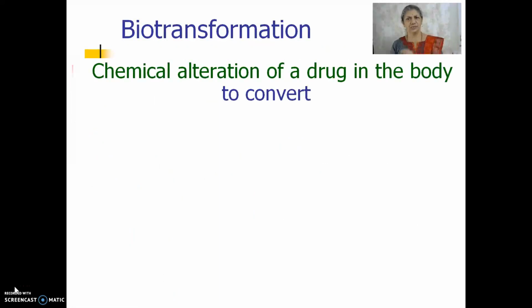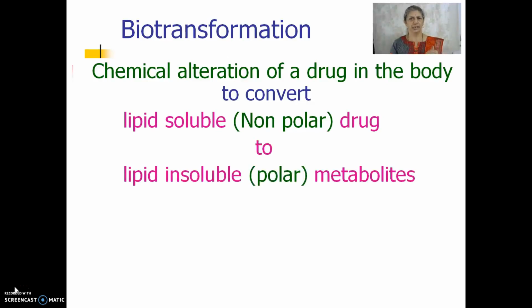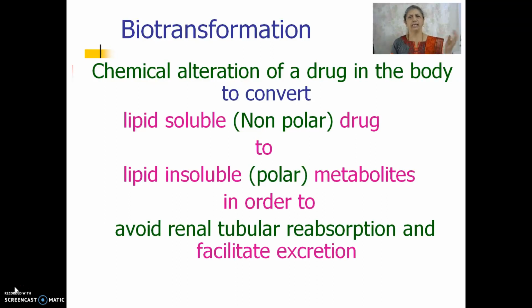And this conversion into lipid insoluble form is called biotransformation. Major site of biotransformation is liver. So biotransformation is the chemical alteration, chemical transformation of the drug in the body to convert lipid soluble drug into lipid insoluble metabolite. Why? To prevent renal tubular reabsorption and thereby facilitate excretion.